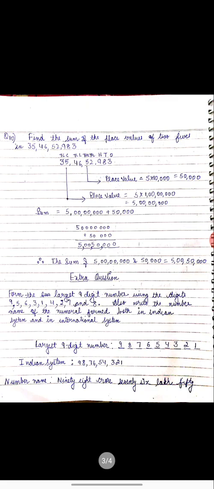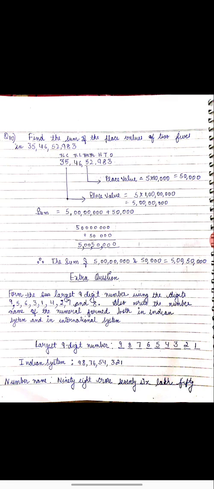Now, our next question is question number 10. Find the sum of the place values of 2 5s in, read the number with me, 35 crore 46 lakh 52,983. What you have to do is, in this number there are 2 5s, right?